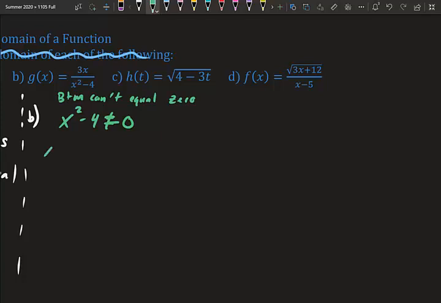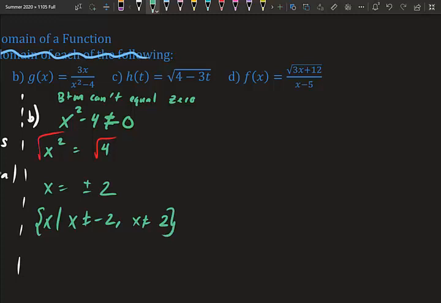So we have x squared equals positive 4. We square root it, so we get x equals positive negative 2. That means x cannot be negative 2, and it cannot be positive 2. Because if we plugged it back into x, the bottom would be 0, and that's not real. That's undefined. It's not even imaginary. It's just impossible.